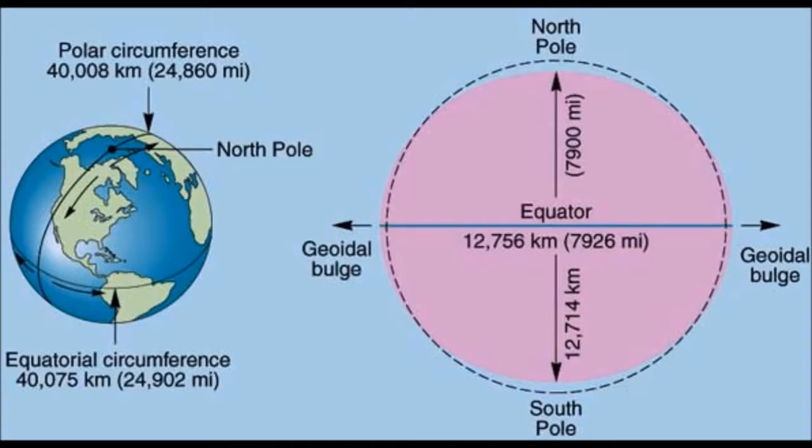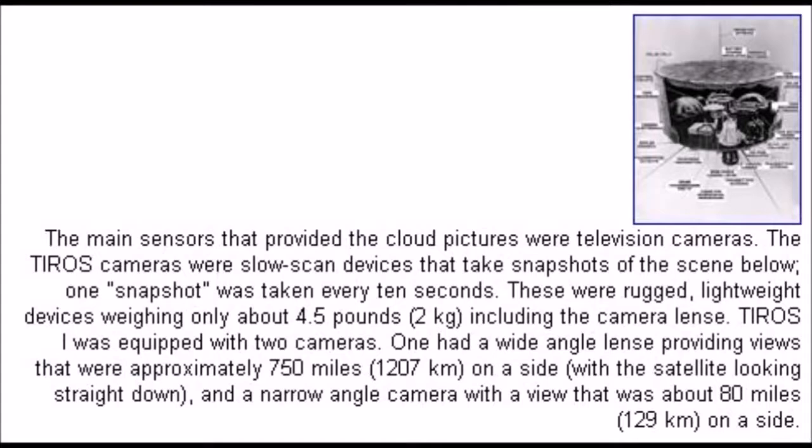The description of this satellite: the main sensors that provided the cloud pictures were television cameras. The TIROS cameras were slow scan devices that take snapshots of the scene below. One snapshot was taken every 10 seconds. These were rugged, lightweight devices weighing only about 4.5 pounds, including the camera lens. The TIROS 1 was equipped with 2 cameras. One had a wide-angle lens providing views that were approximately 750 miles on a side, with the satellite looking straight down, and a narrow-angle camera with a view that was about 80 miles on a side.